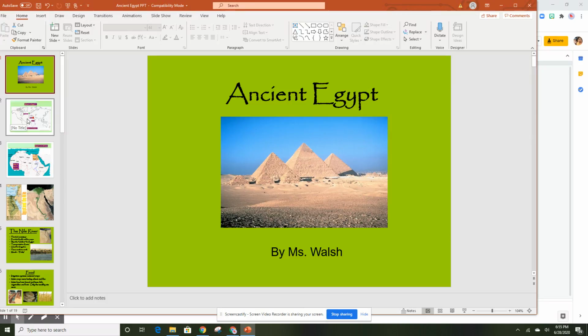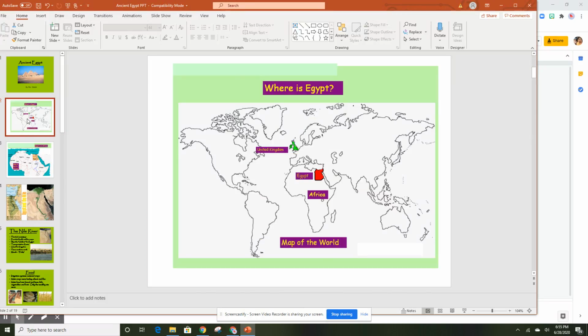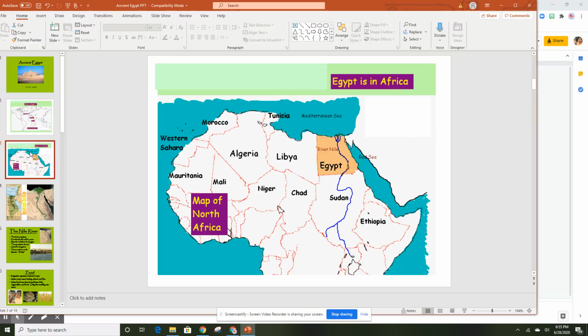First of all, let's take a look at the world map to see where Egypt is. You can see that Egypt is located in the continent of Africa. It's semi close to the equator. It's a desert region. And if you look a little bit closer, you can see that it's south of the Mediterranean Sea, it's west of the Red Sea, and the Nile River runs right through Egypt.